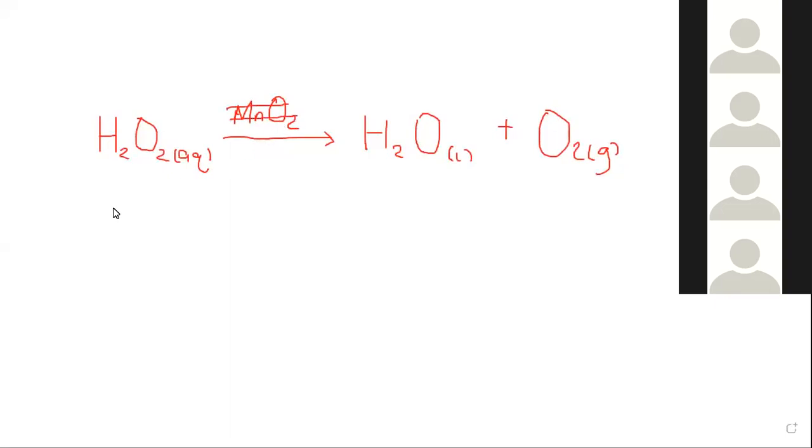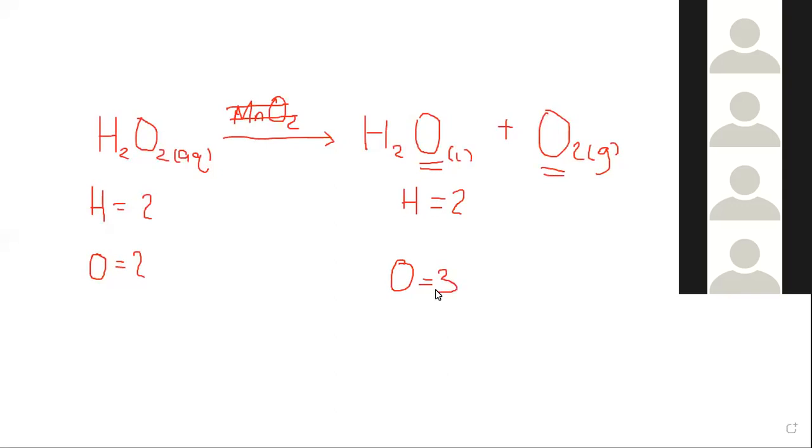On the left-hand side, how many atoms of hydrogen are we having? Two. How many atoms of oxygen on the left-hand side? Two atoms. Good. Let's go to the right-hand side. How many atoms of hydrogen on the right-hand side? Two atoms. Now, how many atoms of oxygen on the right-hand side? We have this one, and this one. Oh, three. There are three.